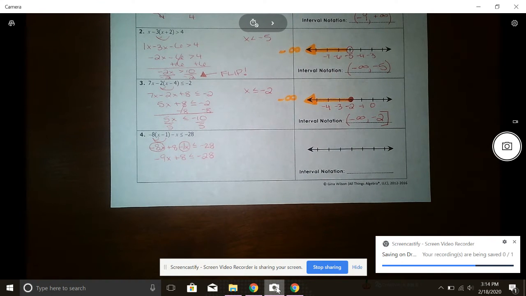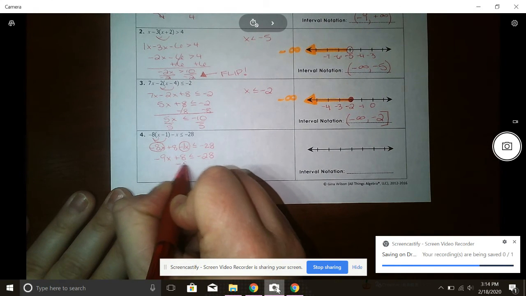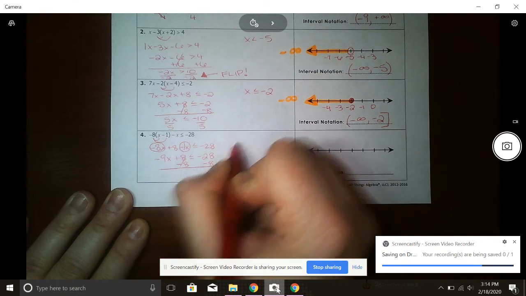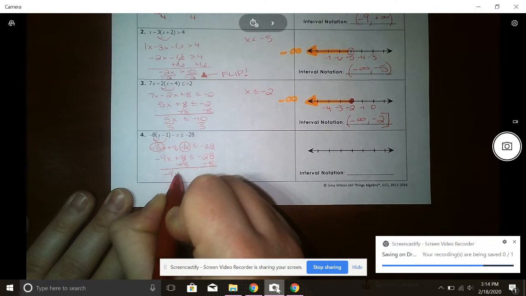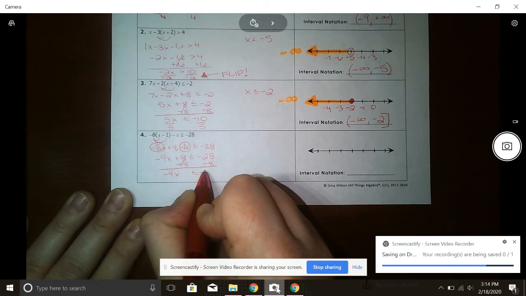Now I need to solve and get x by itself using the two-step techniques. So step 1, subtract 8 from both sides. Subtracting 8 does not flip the inequality sign. Negative 28 minus 8 is negative 36.